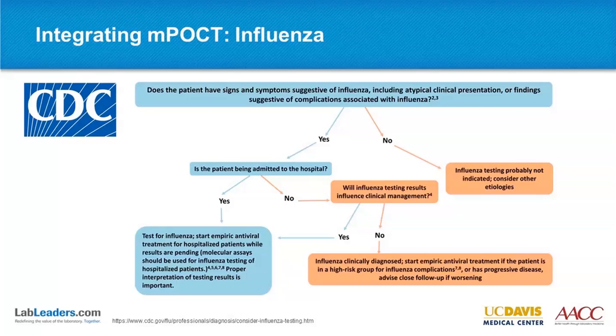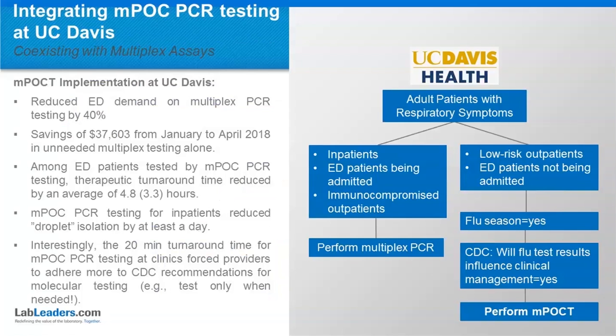Alternatively, if it is going to change management or if the patient is going to be admitted, yes, you can start testing for them. You can start empiric treatment and so forth, but you have to make sure that you know what you're interpreting from those results as you move forward. So at UC Davis, we adapted this algorithm a little bit, kept it more simple. We asked, do these patients, especially adults, have respiratory symptoms? Are they going to be an inpatient? Are they going to be patients that are going to be admitted?